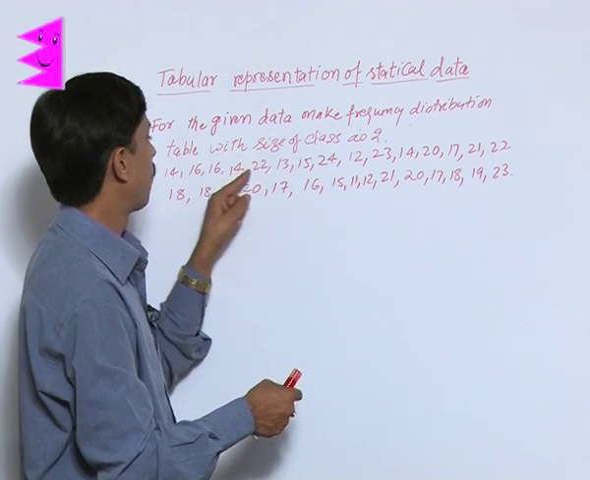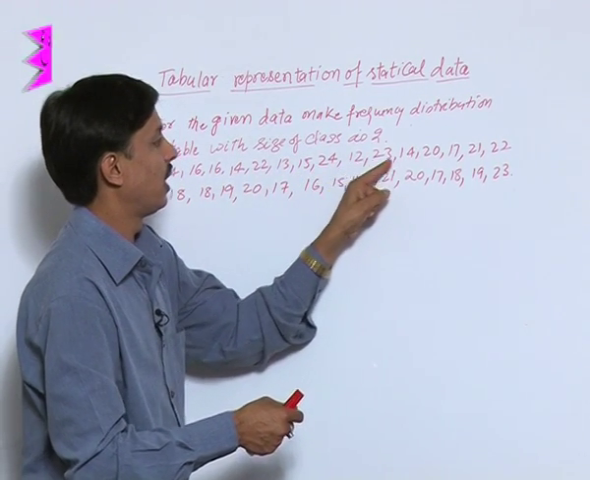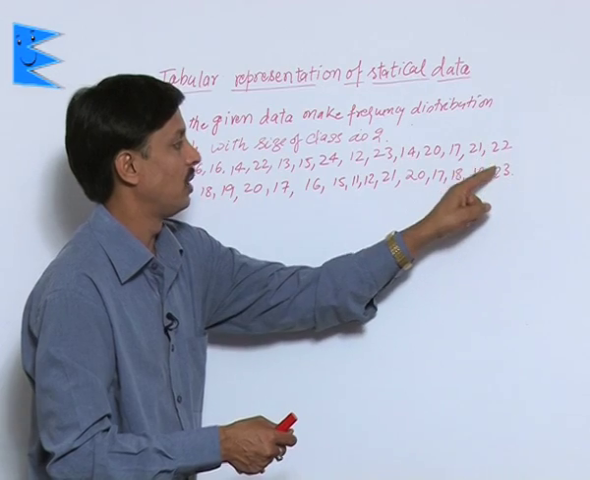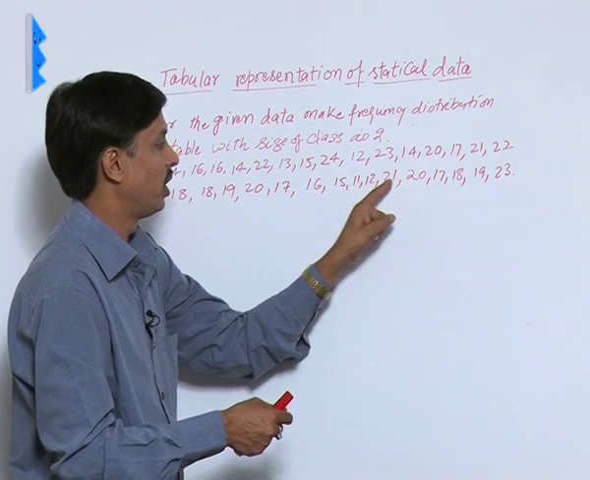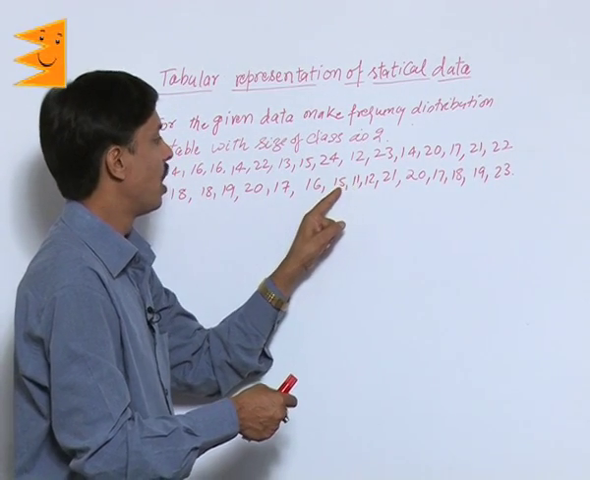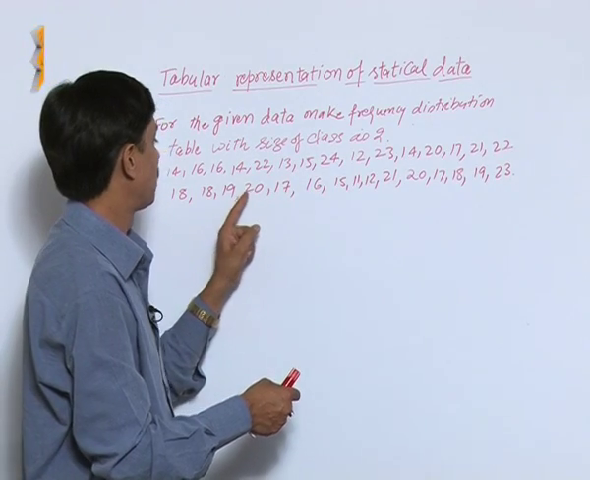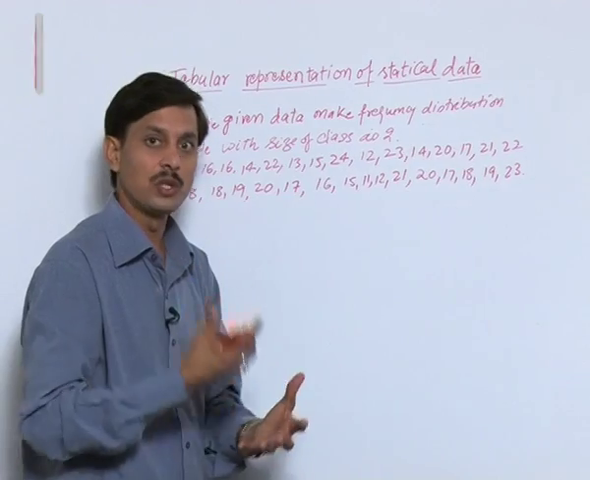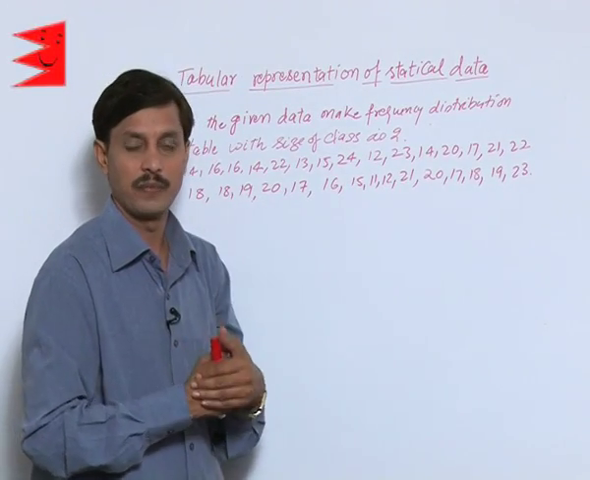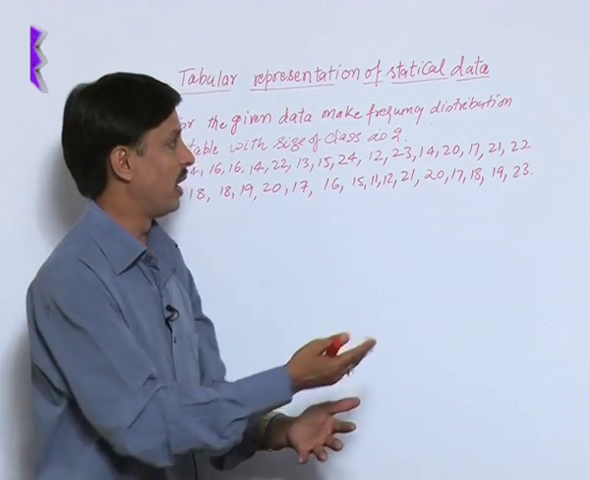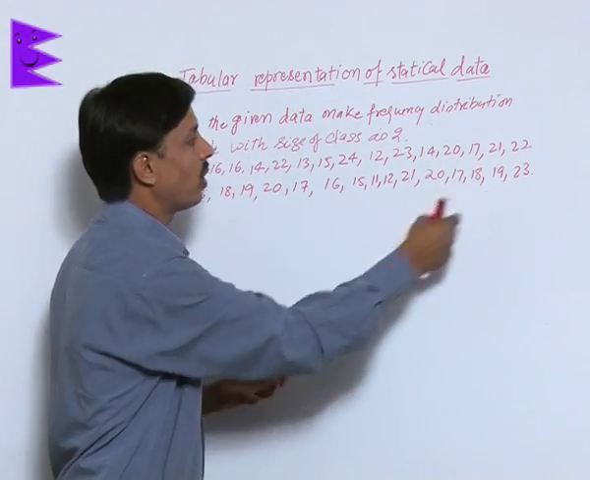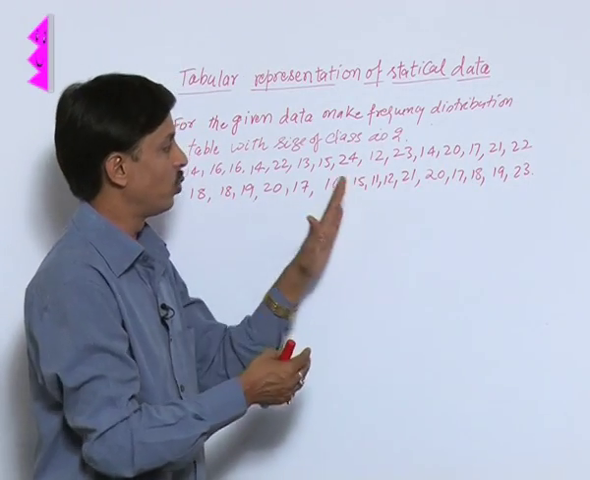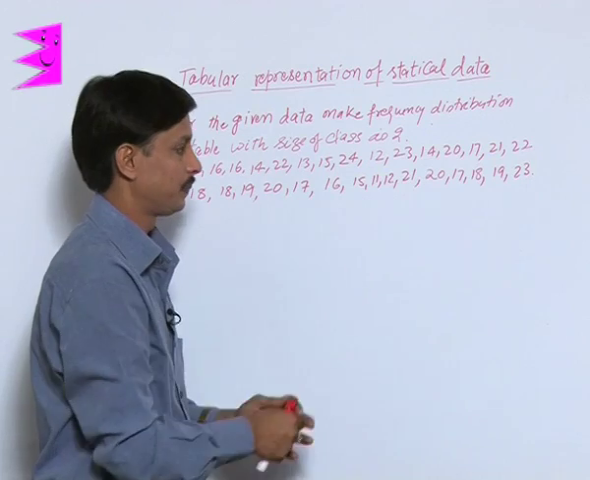1, 2, 3, 4, 5, 6, 7, 8, 9, 10, 11, 12, 13, 14, 15, 16, 17, 18, 19, 20, 21, 22, 23, 24, 25, 26, 27, 28, 29, 30. 30 students, and suppose there was a test of 25 marks. And roll number wise, whatever score is obtained by the 30 students is given.